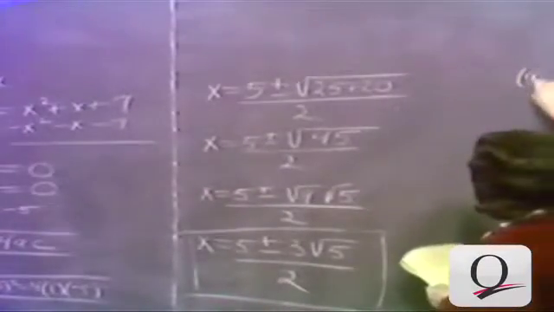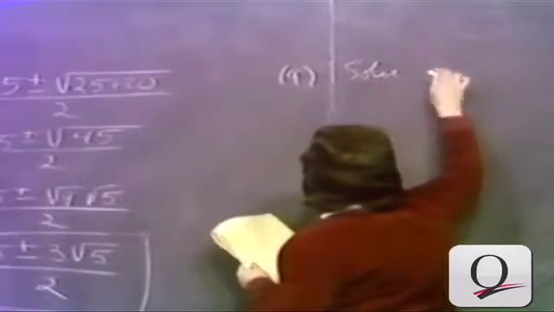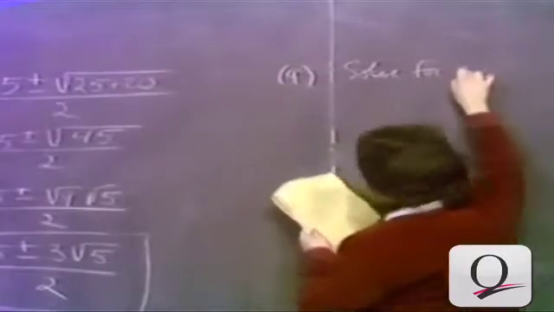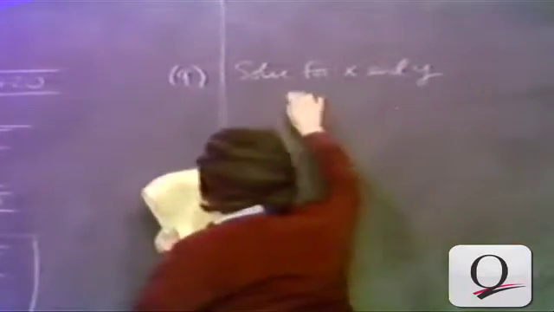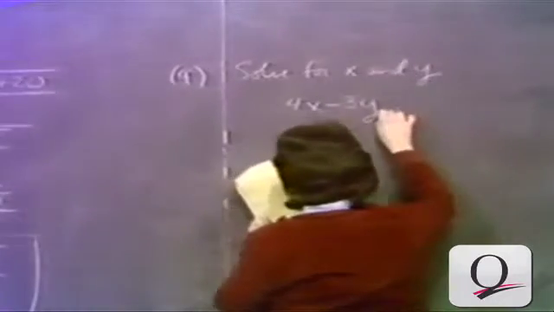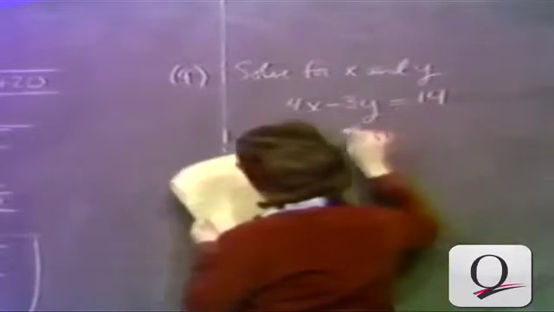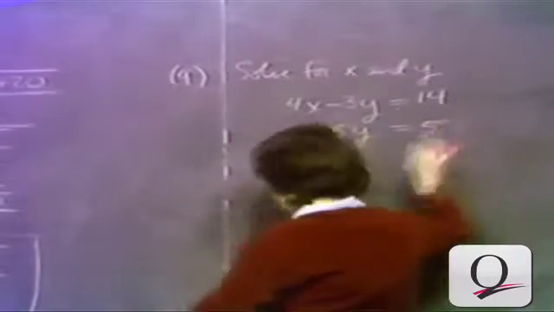Okay, in problem number 9, we have the following. Solve for x and y. And we have a system of 2 equations and 2 unknowns. 4x minus 3y equals 14. 3x minus 5y equals 5.